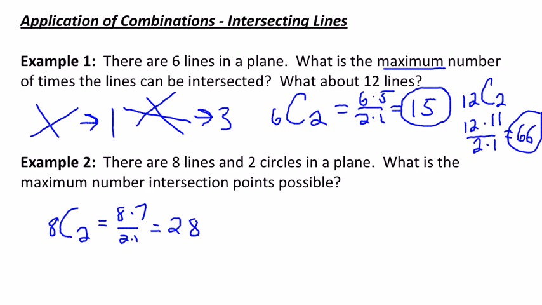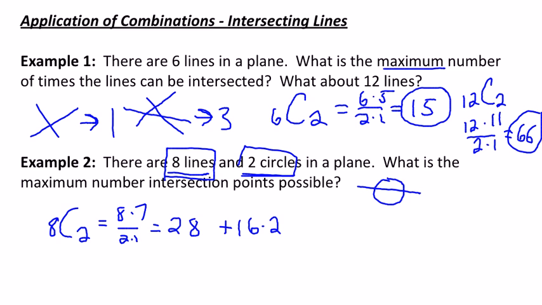But then you got to look at the other cases. The next case is if you have a line and a circle. Well, the maximum number of times a line can intersect a circle is just 2. So how many ways can you have a line and a circle? Well, 8 lines, 2 circles, that's 16 combinations of those, and so you just do 16 times 2. So there's 32 intersections between lines and circles.